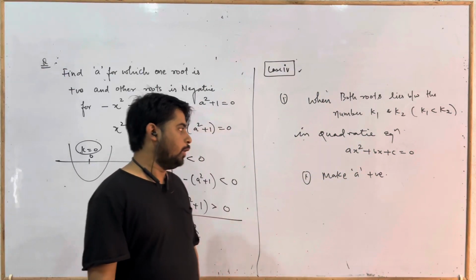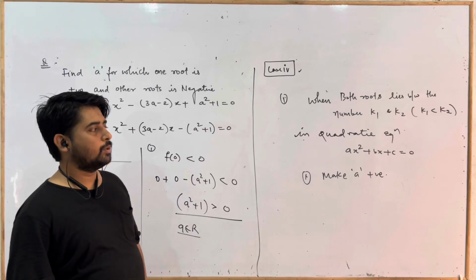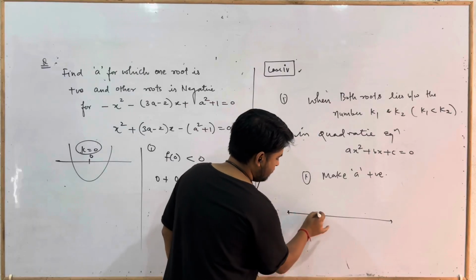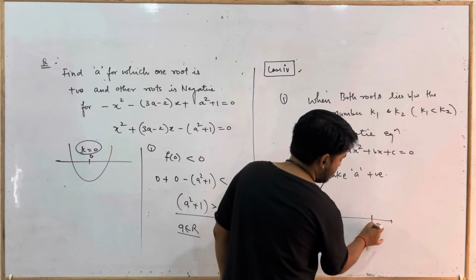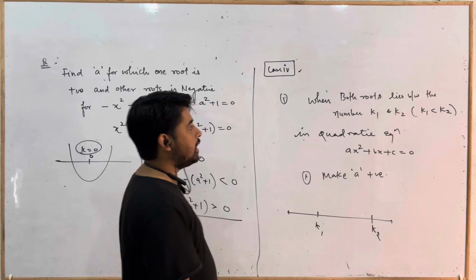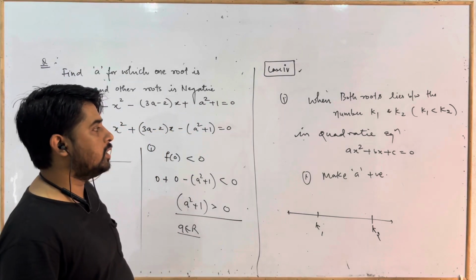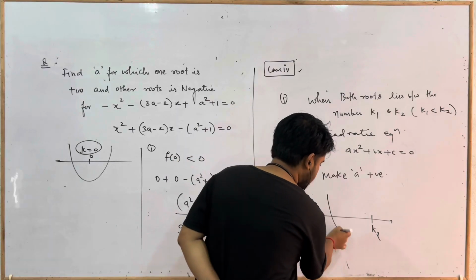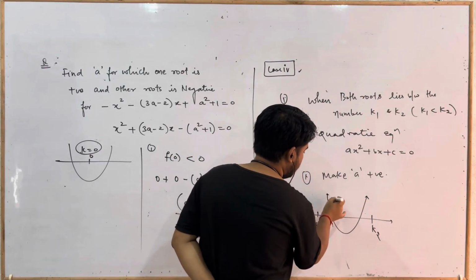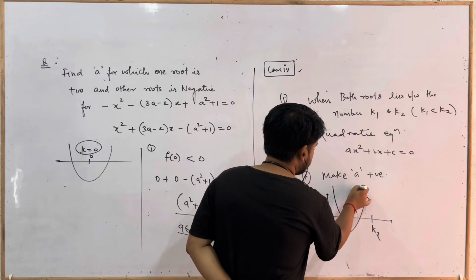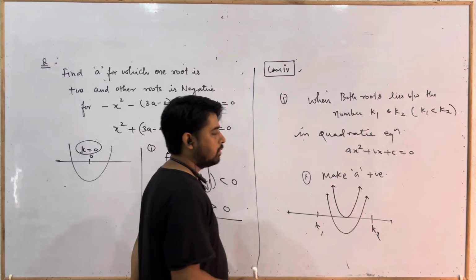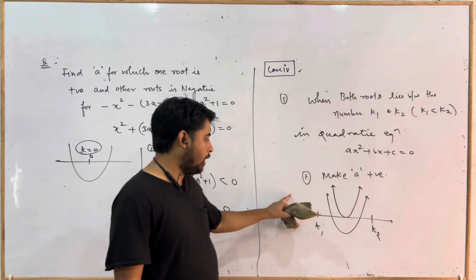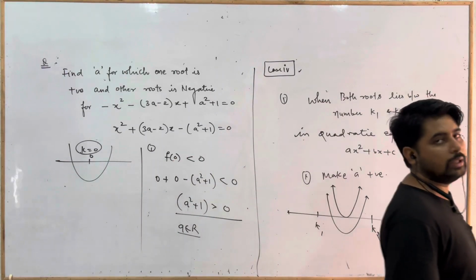Now I am going to draw the graph. How does the graph look? First, this is a number line. First I am writing k1. This is k1 and this is k2, where k1 is less than k2, and we are saying that both roots lie between the numbers k1 and k2. So the graph looks like this, or it can look like this way also. Now according to this graph, I am going to write the conditions.